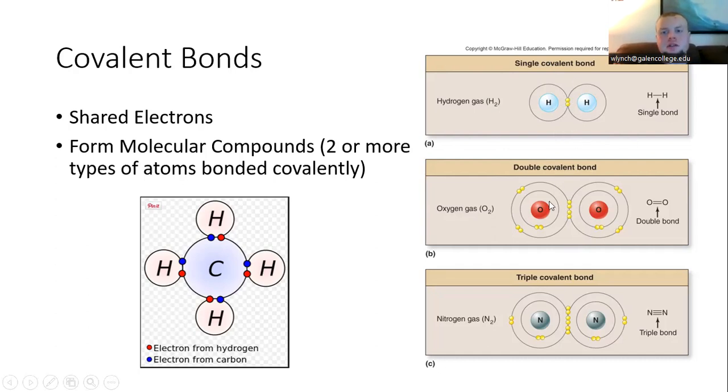In a double covalent bond, in the case of oxygen, we are now going to share two electrons. That gives us a stable 8 electrons in the outer valence shell. This forms a double bond, where we are sharing two pairs of electrons between the orbital shells of the two molecules. For a triple covalent bond, we are going to share between two nitrogens.